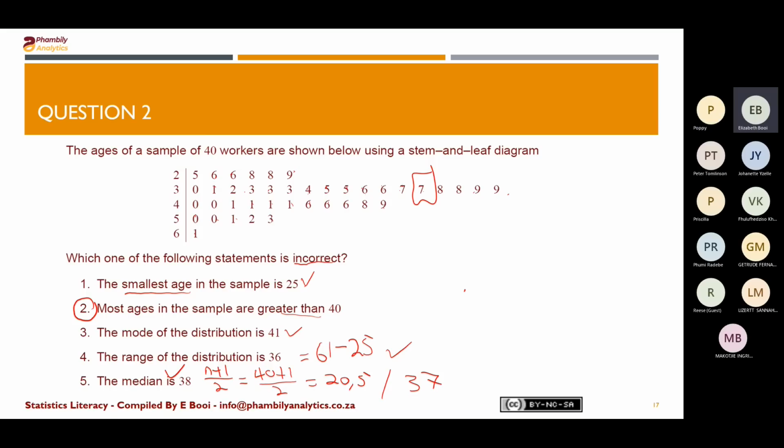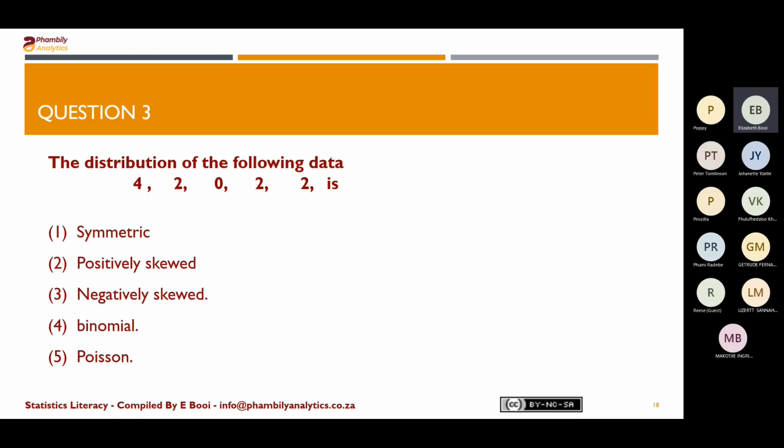Okay, so we are right on time. The question asks for the distribution of the following data: 4, 2, 0, 2, 2. You need to tell them the distribution of this data set. How will I know? You need to calculate first the mean and the median. Those are the two things that you need to calculate. Always remember, I'm going to put them here so that you can always remember those things.